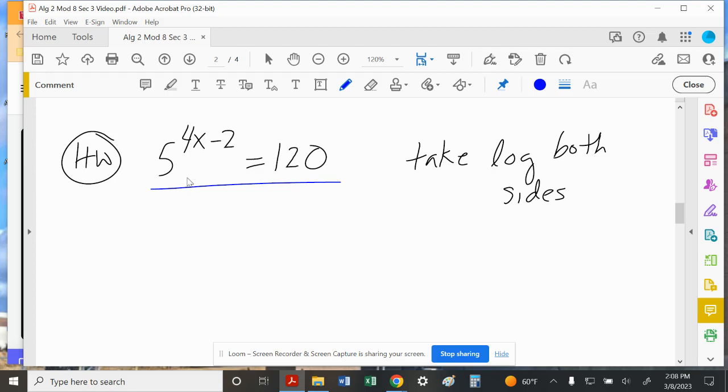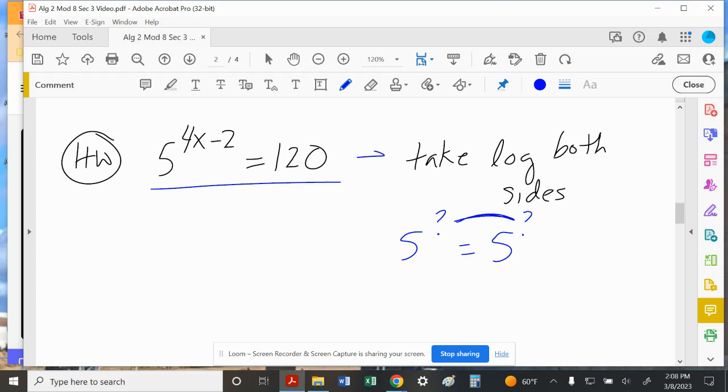combine both sides here. So there's nothing that I can really do to make this a 5 and this a 5. Remember, when we're solving these types of problems, I could have 5 to some number equals 5 to some other number, and then I can set those two equal to each other. But that's impossible because of the 120, right? Because 5 is a factor, but I can't do 5 to some power to get 120. So I'm going to have to do something else.